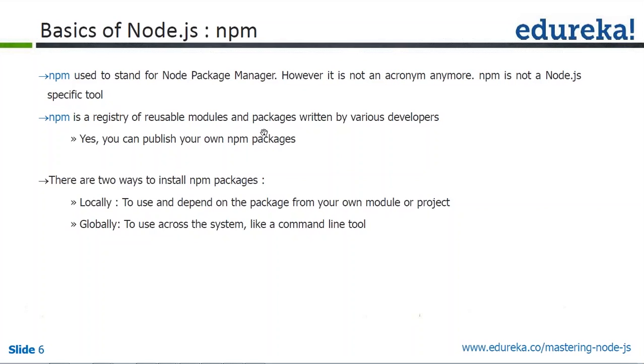Typically, there are two ways we install NPM packages. You can install it locally, and we'll see an example of that, where we'll just put it in a folder and install it in my own Node project. And then you can install it globally, where it installs across all users across the server.